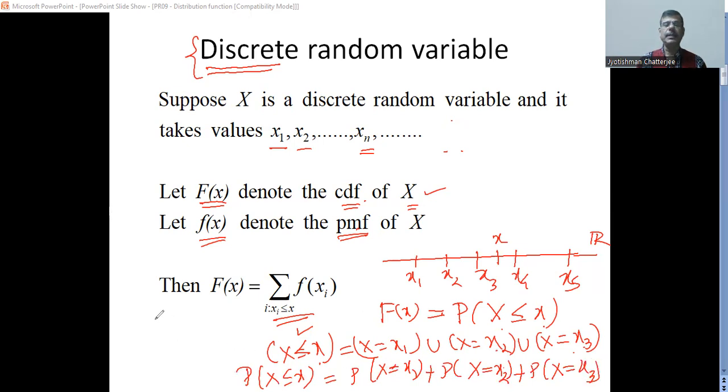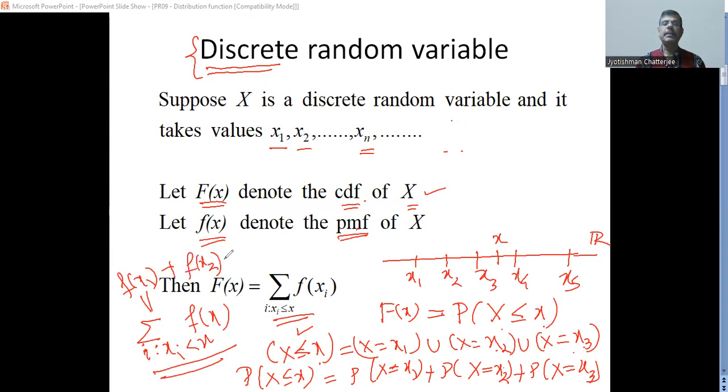And this addition of 3 things, I can write as summation over i such that xi is less than x, f(xi). Please understand why this holds. I will have to check which xi's satisfy xi less than x. x1 satisfies, so in this summation I'll include f(x1). x2 also satisfies this, so I'll include f(x2). And I'll also include f(x3).